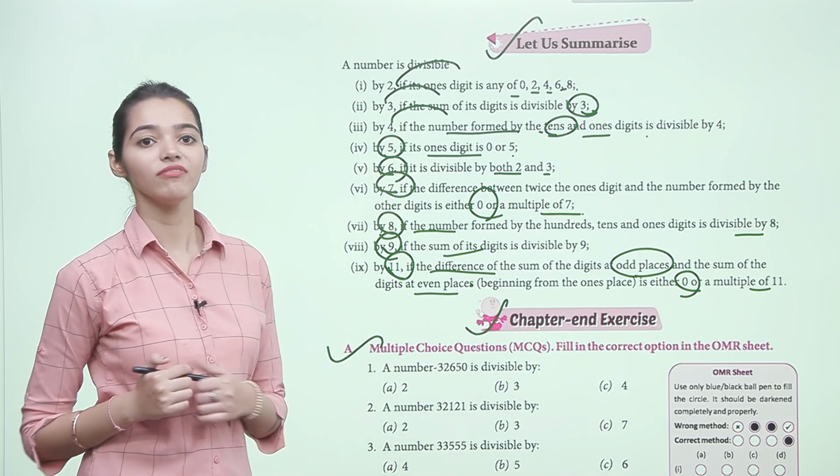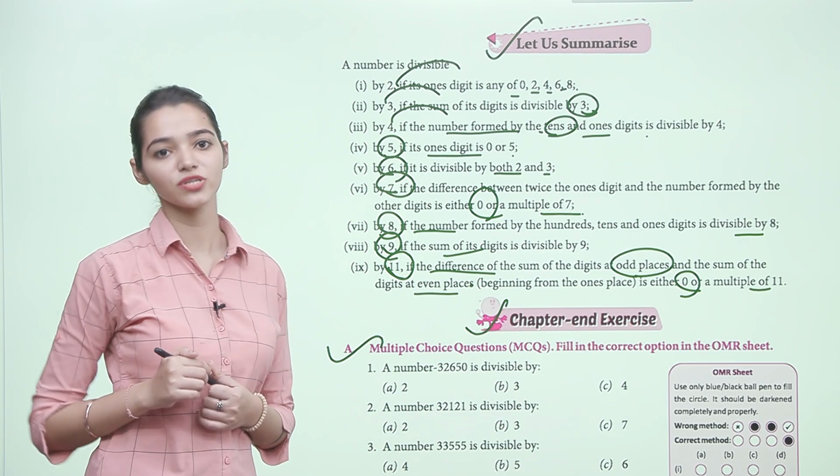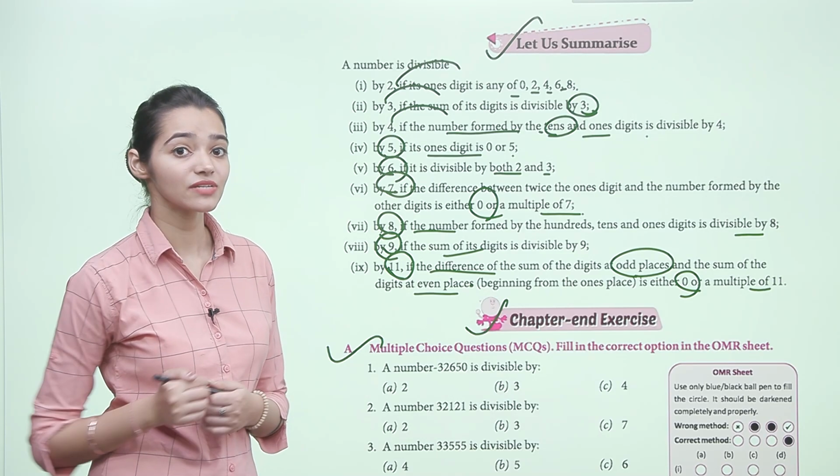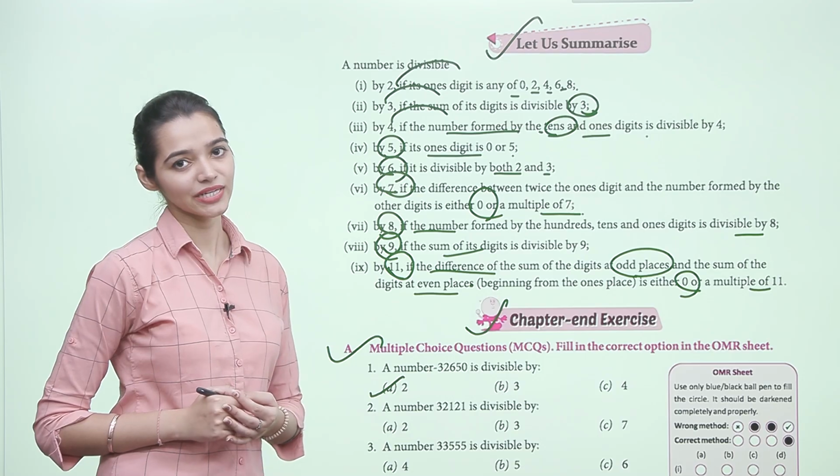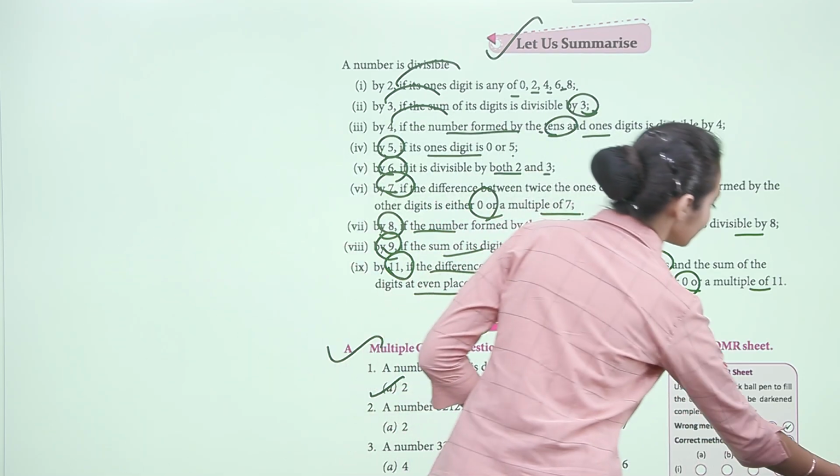In the first part, we have a multiple choice question. Fill the correct option in the OMR sheet. A number, this, is divisible by 2. That's how you can complete the remaining part.